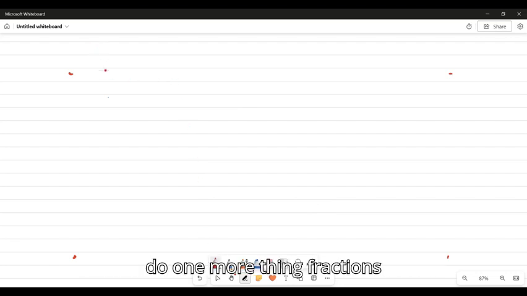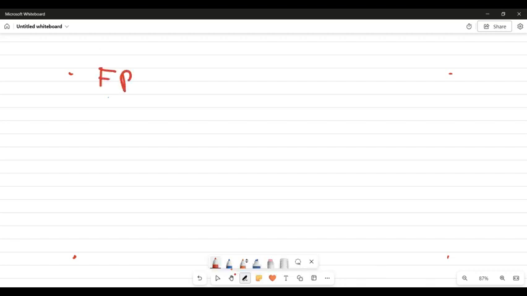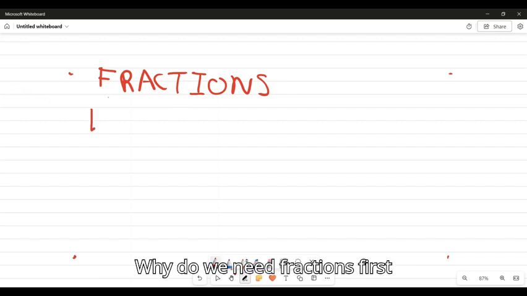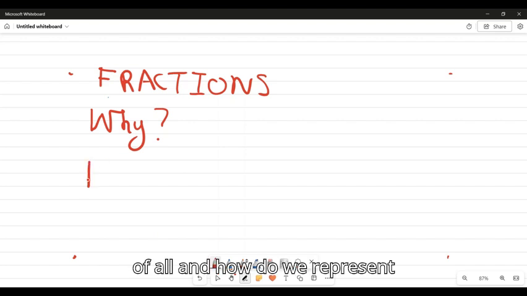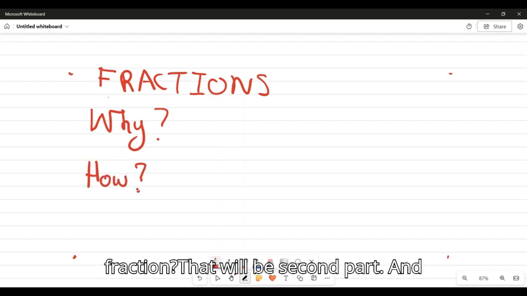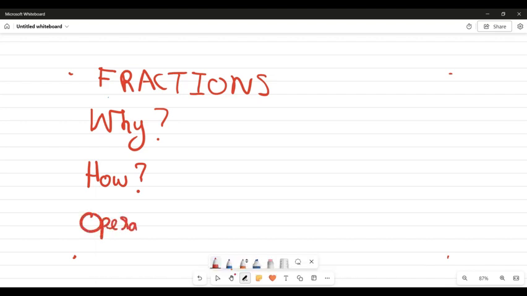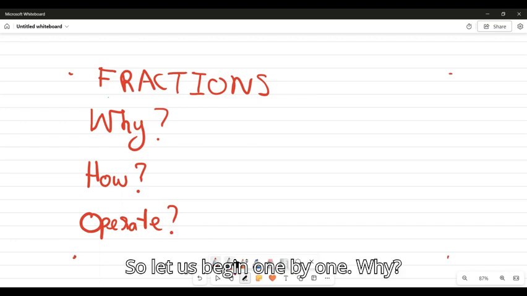So let's do one more thing. Fractions. So this is fractions, and then we have why do we need fractions first of all, and how do we represent fractions, that will be the second part, and third will be how to operate on fractions. So let's begin one by one.